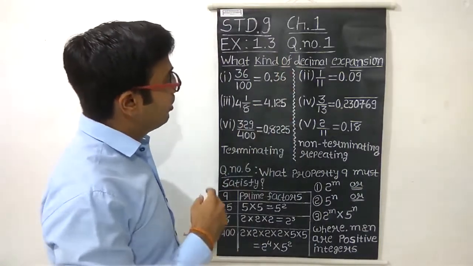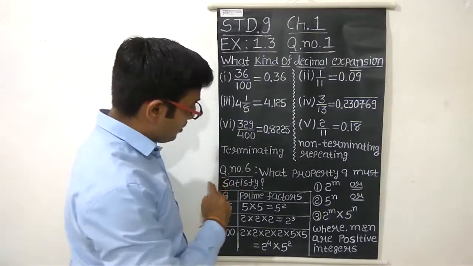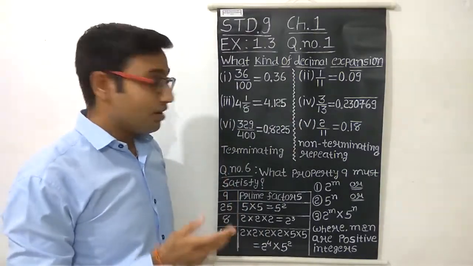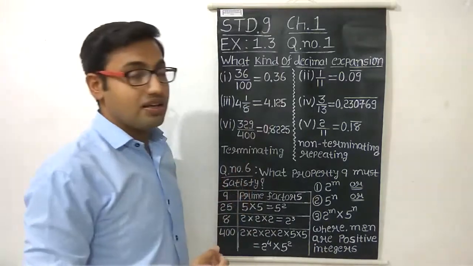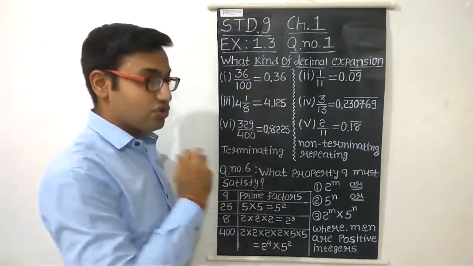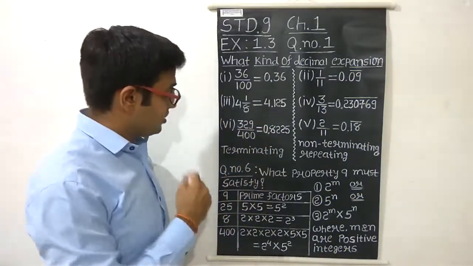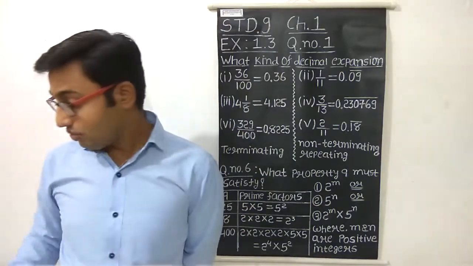Now we will learn question number 6. You may wonder why we go directly to question number 6, because this question and that question are related. So what is the question? Question number 6. What is the question?